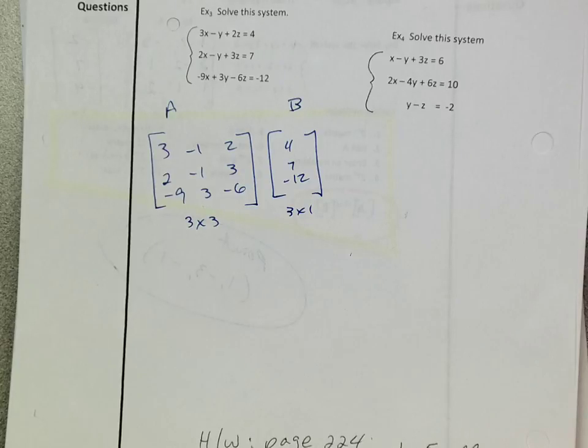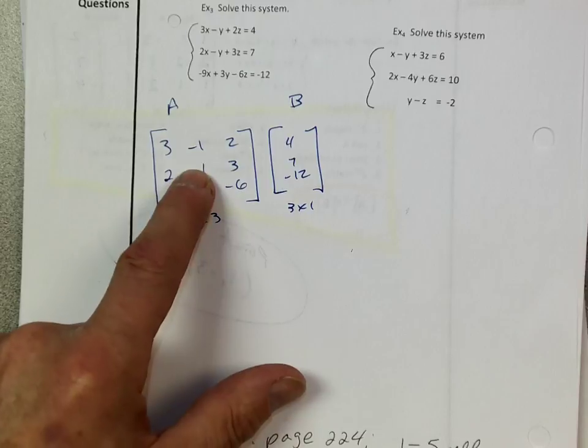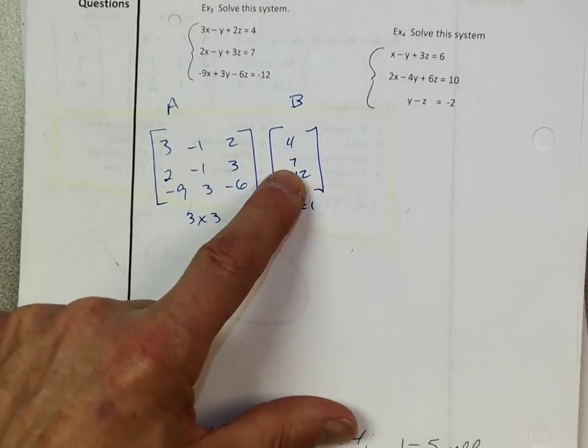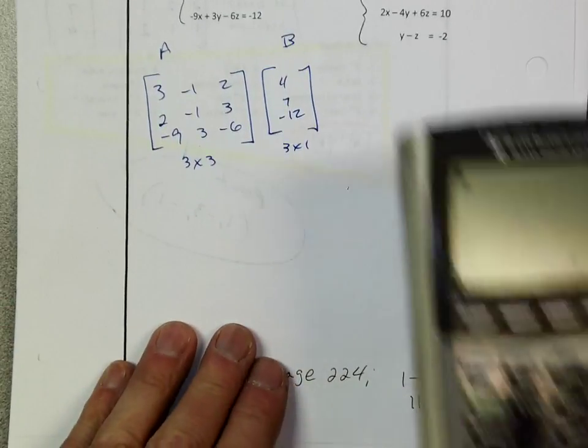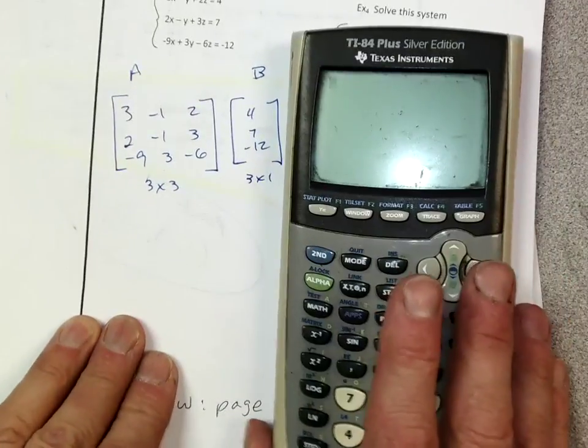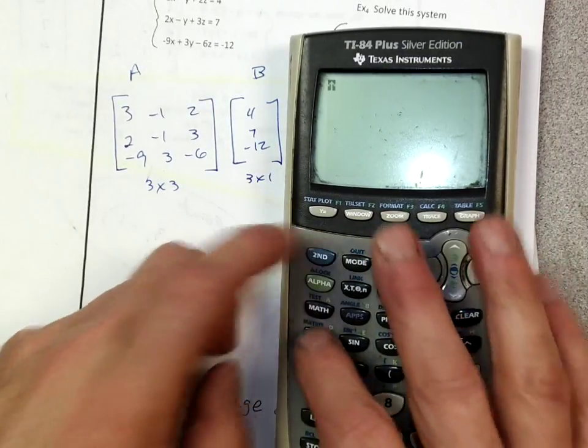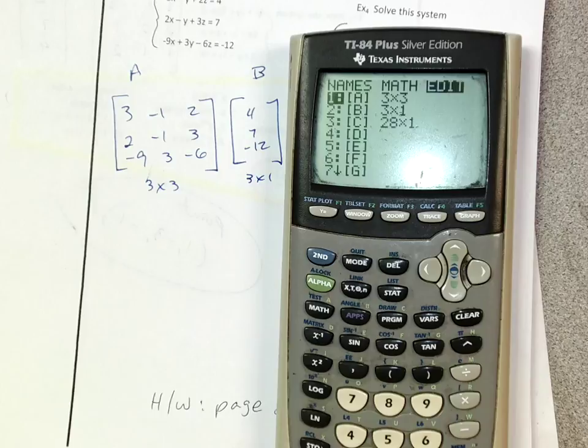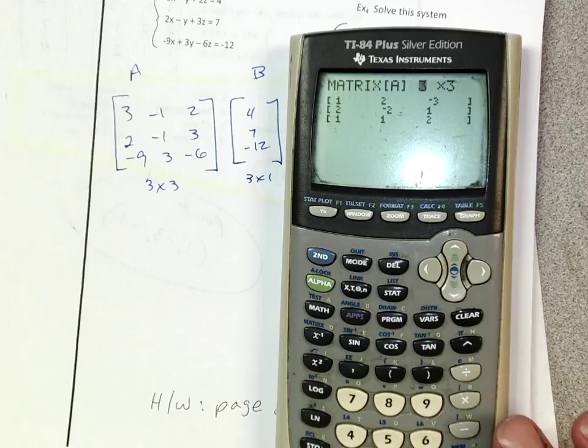I already have those in my calculator. So when I edit, I'm going to edit A to change it to this one. I'm going to edit B to change it to this one. So I'm going to go back to my calculator, back to my matrix, but edit. I need to change matrix A because the last time we did matrix A, I did a different A, right? So I go back to edit A, 3 by 3, and need to make sure I tell it 3 by 3.